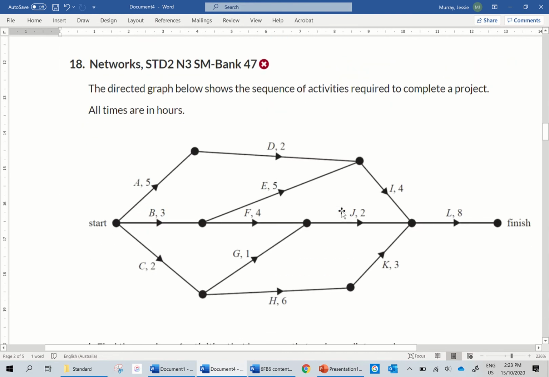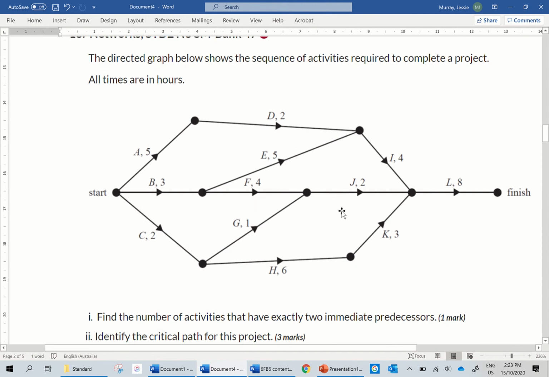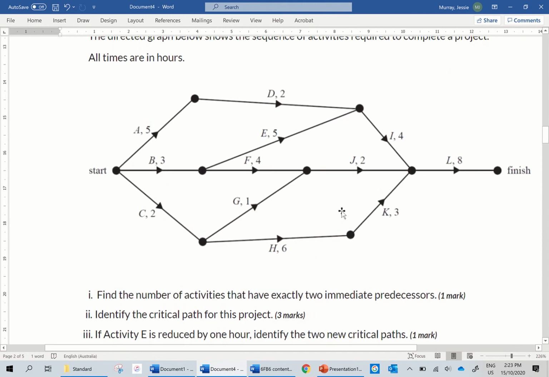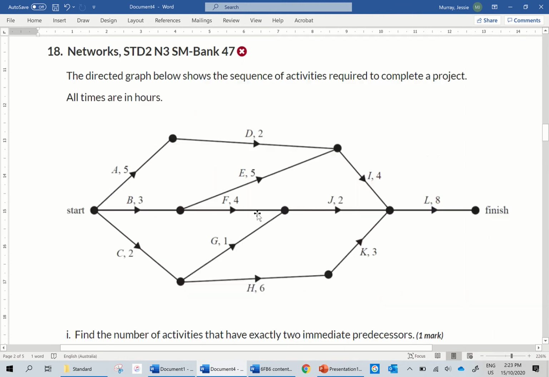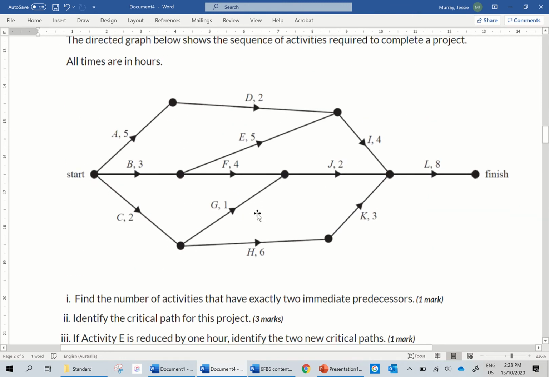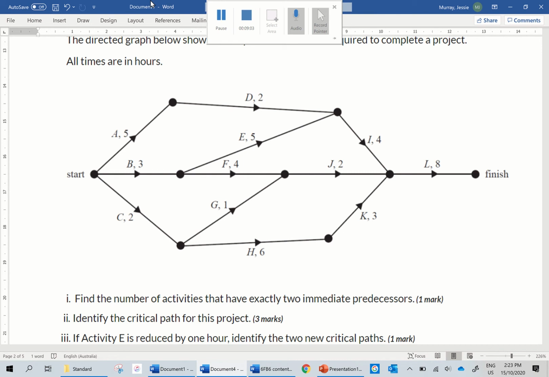Okay, let's keep going forward. All right. Now this is just an application of these. So I'm just going to go through this relatively quickly and talk about what you would do. So basically we've got this, talks about activities for a project and the times in hours. Part 1 says find the number of activities that have exactly 2 immediate predecessors.